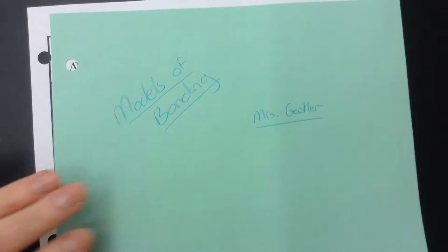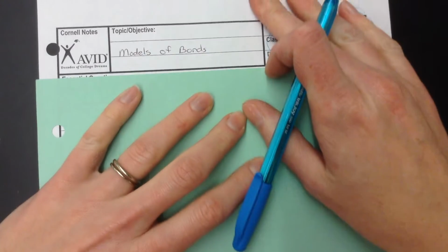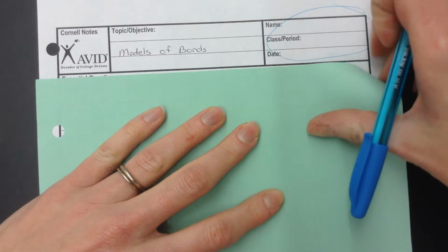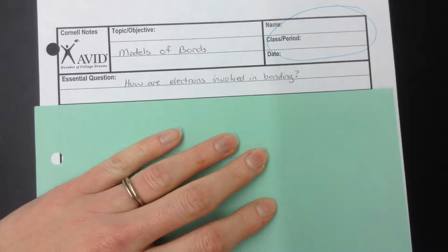Okay, so we're going to fill this out here. First, name, date, and class period here, and our topic is models of bonds. We have one essential question that we're going to answer in a variety of ways. How are electrons involved in bonding?